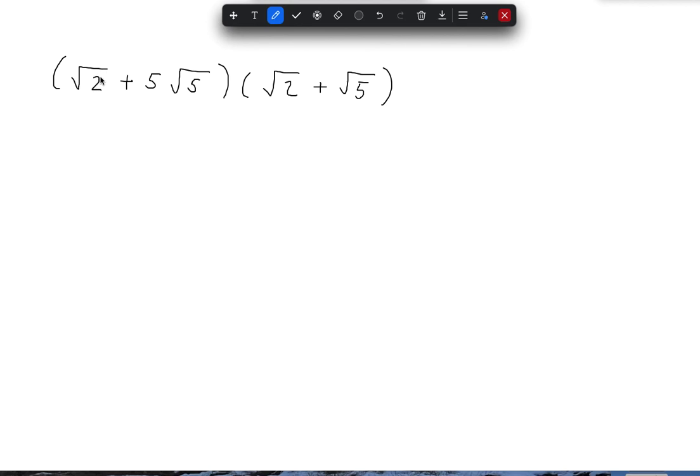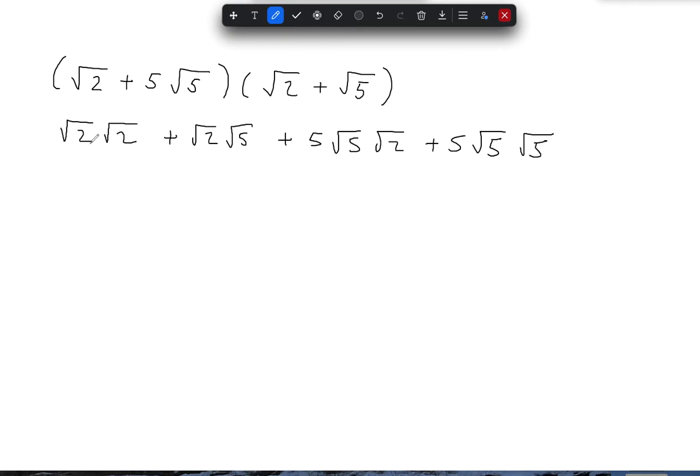So for our first, I'm going to go root 2 times root 2, so let me just write that out so you can see exactly what's getting multiplied. And then on the outside, we'd have plus root 2 times root 5. On the inside, we're going to have plus 5 root 5 times root 2. And then on the last, we're going to have 5 root 5 times root 5. And I wouldn't write this other than for me to point at it.